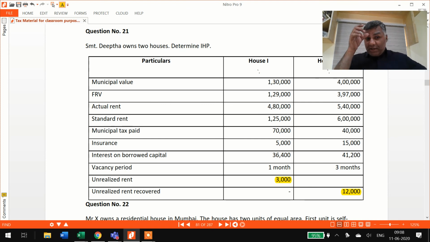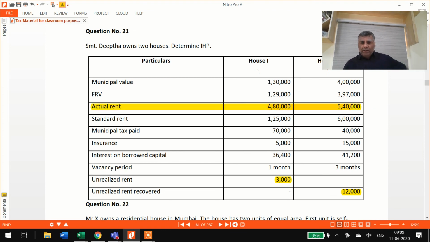Both are different treatment. Unrealized rent will be before GAV. Unrealized rent recovered after the last step, 70%. Vacancy is there, both the houses are let out. Don't think one is self-occupied, because when actual rent is given, that means both the houses are let out properties only. Go ahead. Question number 21 in page 81.